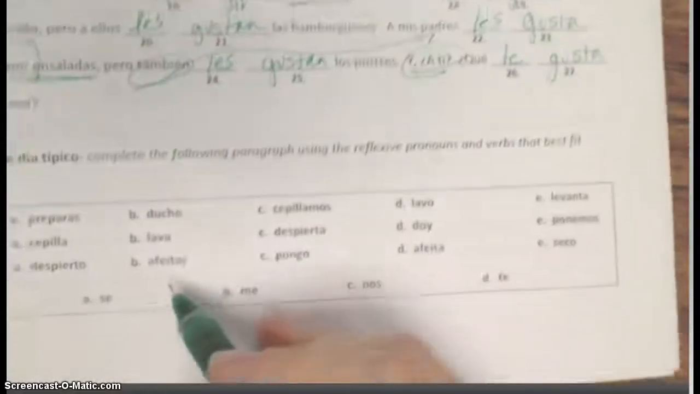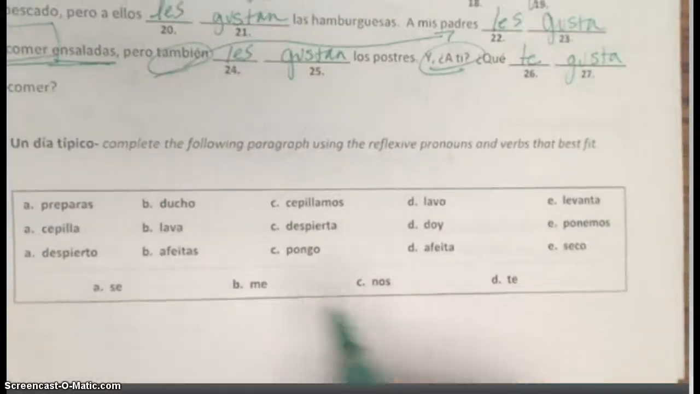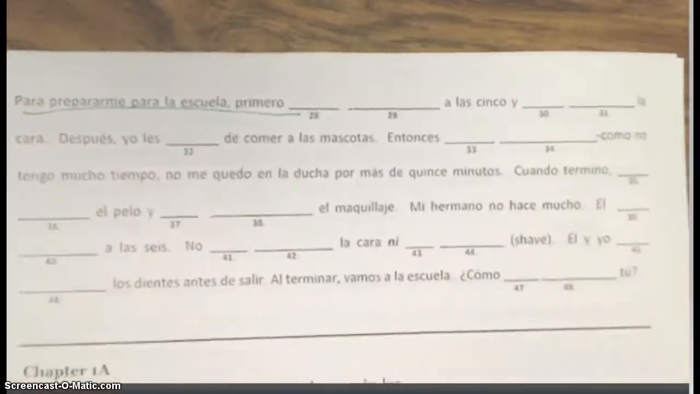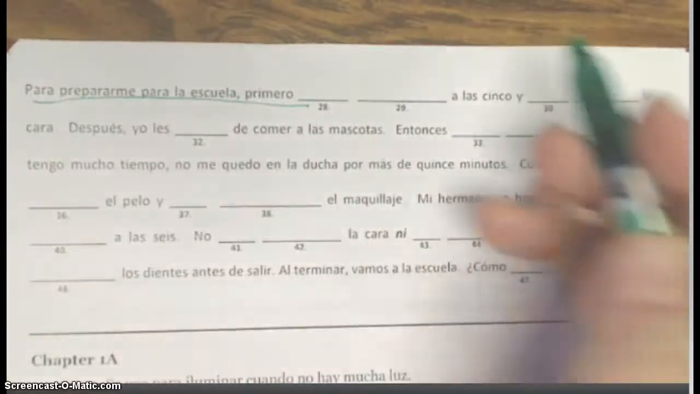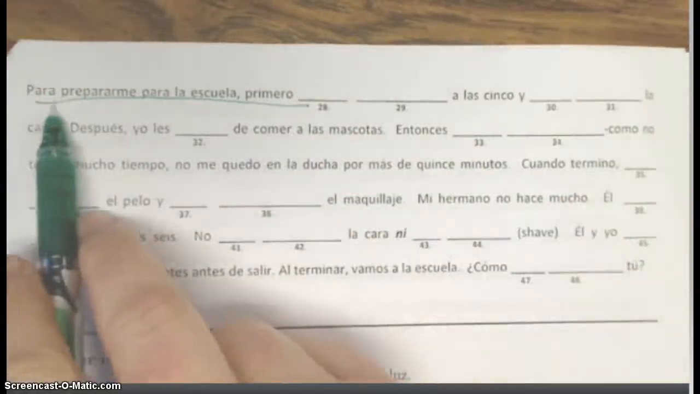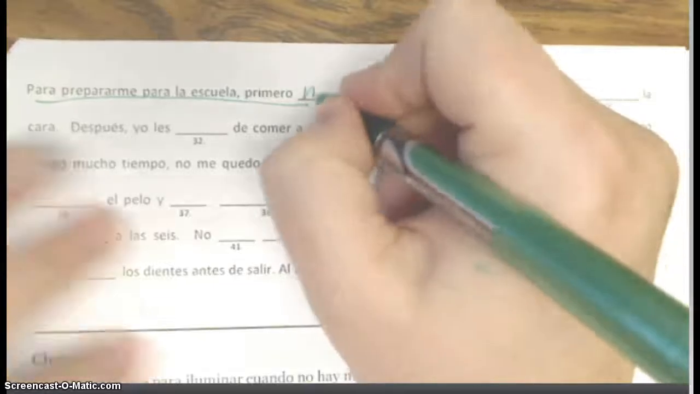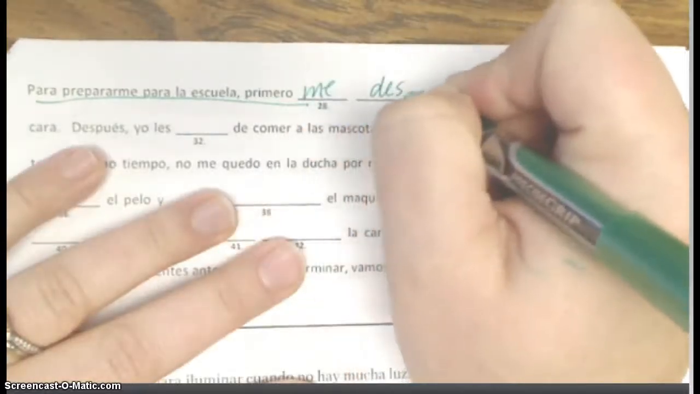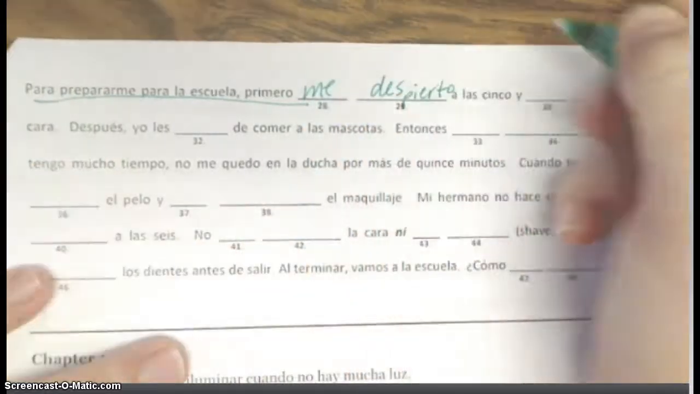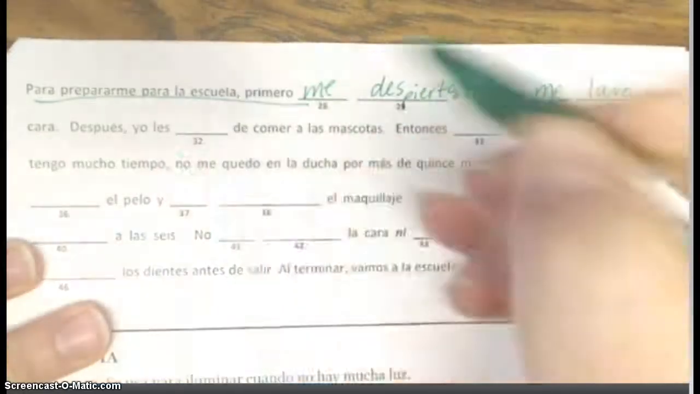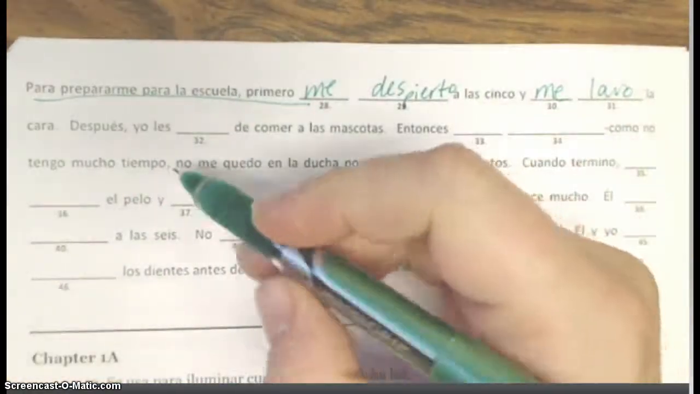Un día típico is getting ready in the morning. So, again, you have to read this paragraph to know who your subject is. You can't just say, oh, it says yo there, because it doesn't. It says to get myself ready in the morning. First, obviously, it's I: me despierto a las 5 y me lavo la cara, and I wash my face, because what else are you going to do to your face?